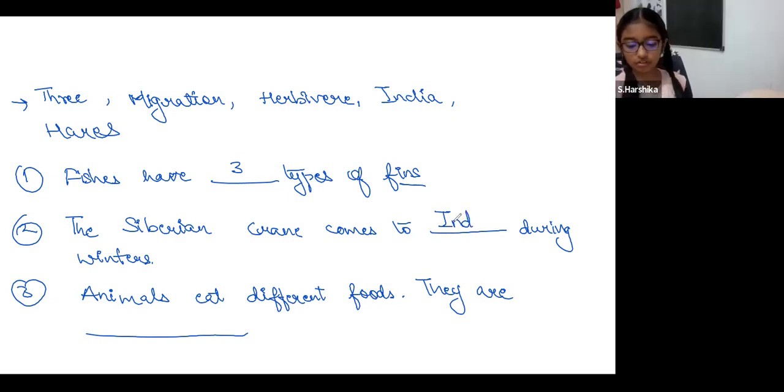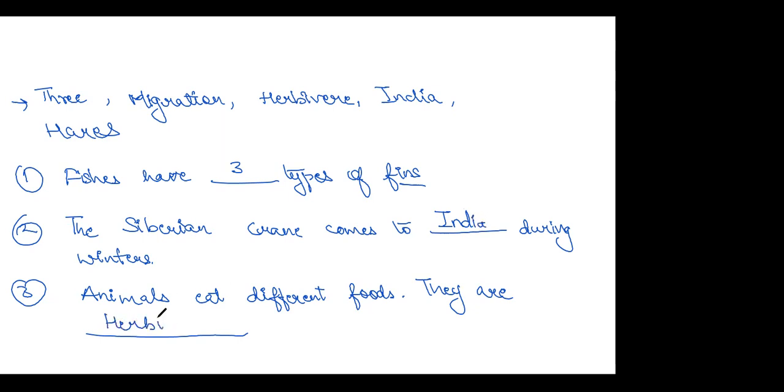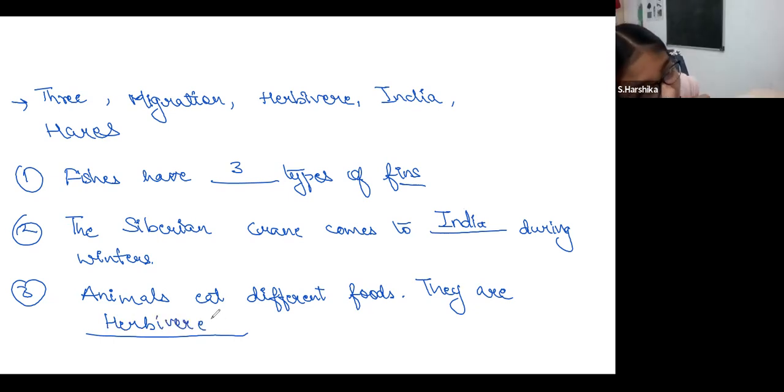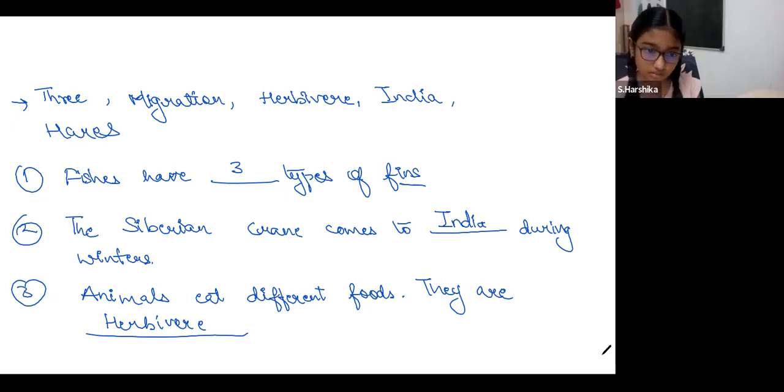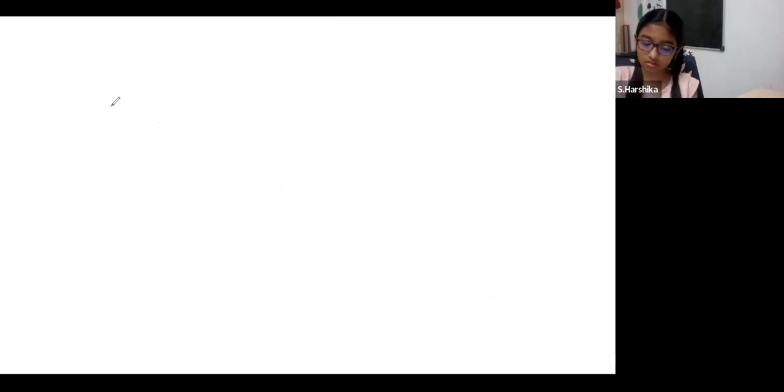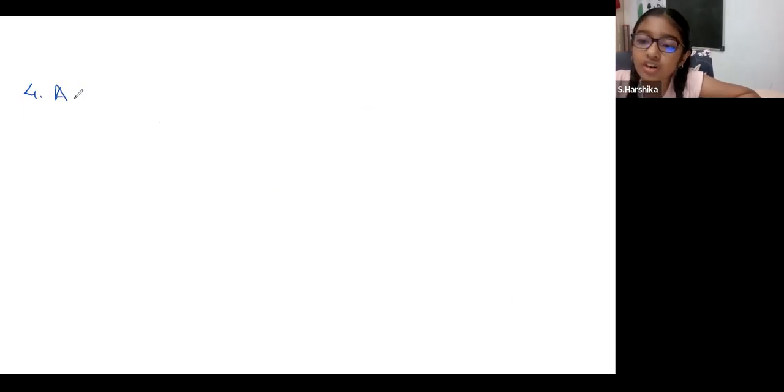The animals eat different foods. They are herbivore. Herbivore. Ma'am, is it herbivore or hares? Hares are similar to rabbits. Okay. Ma'am, but animals eat different foods. Do herbivores eat different food? Different foods means plants, grass, and plants of different kinds. So that comes under herbivore.